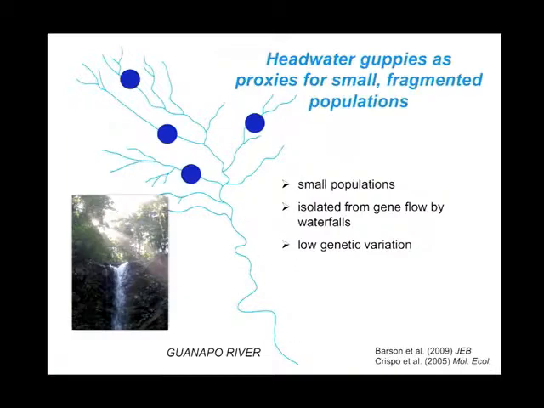The other sort of guppy Trinidad background that I want to tell you about that's relevant to the questions that I'm interested in is that many of these upstream headwater populations in the low predation environment often have really low levels of genetic variation, so they probably were colonized by one or a few individuals that have somehow made it above one of these big waterfall barriers. So they have really low levels of variation. They're isolated from gene flow. And I think they make good proxies for other small fragmented populations.